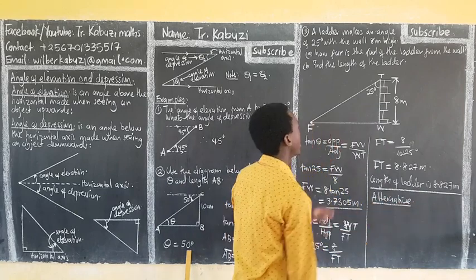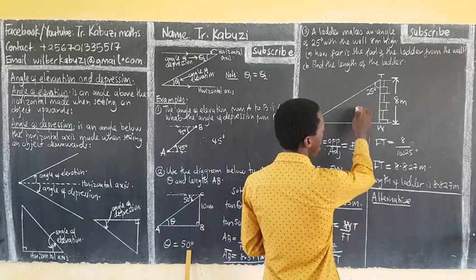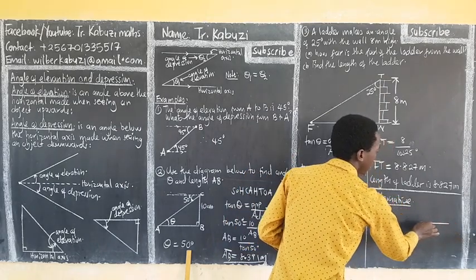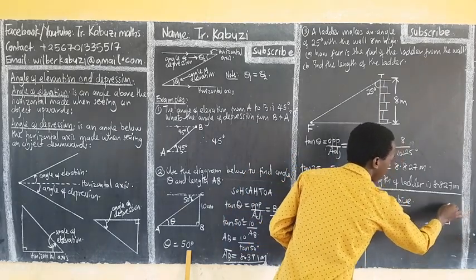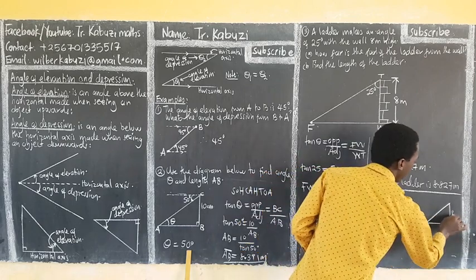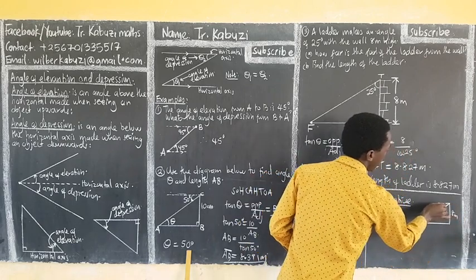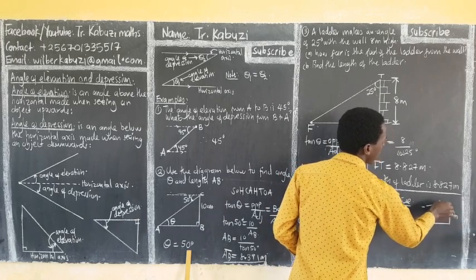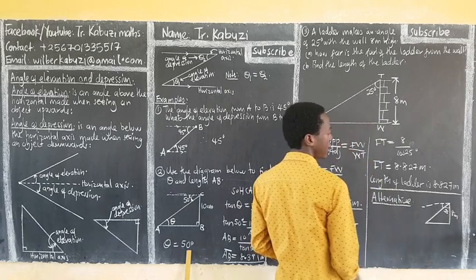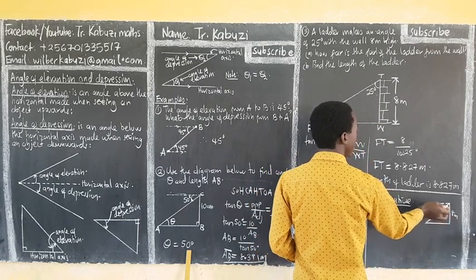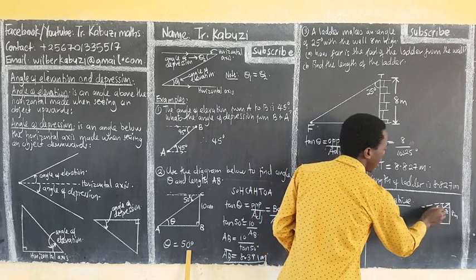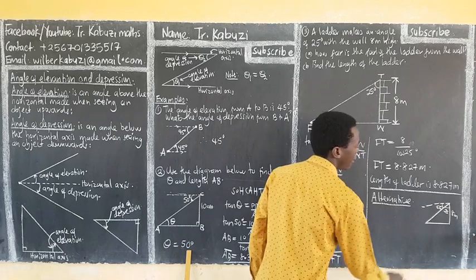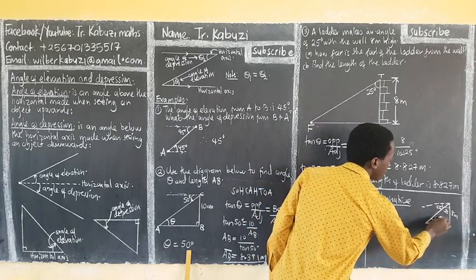Now the alternative I can use: I'm going to work it with this other angle. Let me draw this triangle here. I know here we have 8 meters, and it is horizontal. If this is 25, then this angle is going to be 90, so we get 90 minus 25, which gives 65, because adding this and this gives 90.